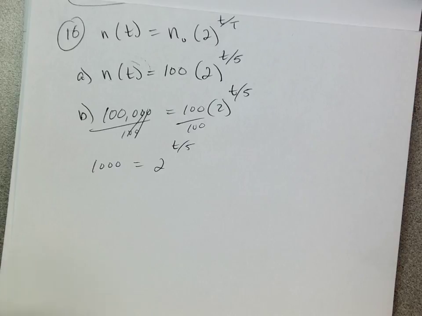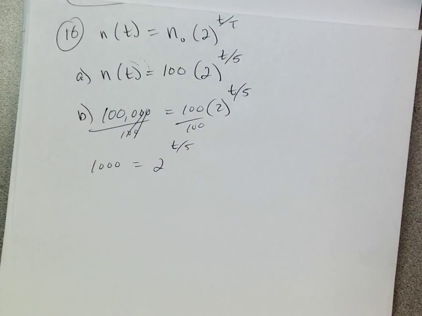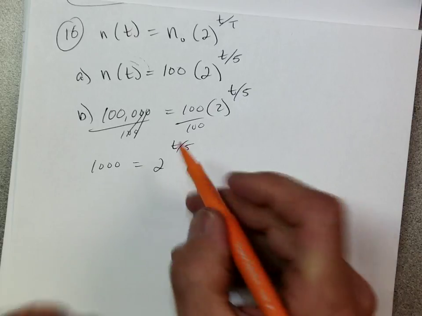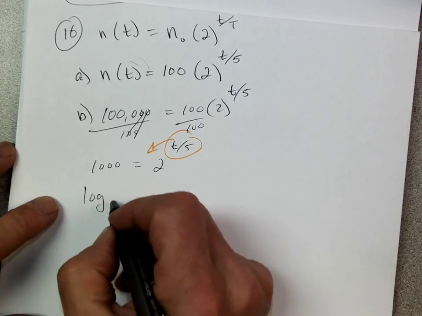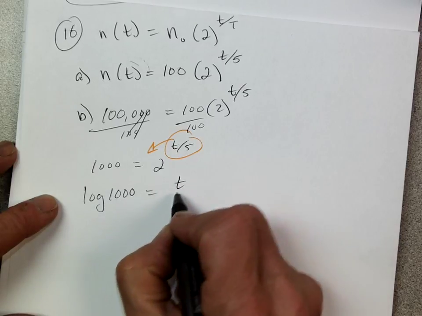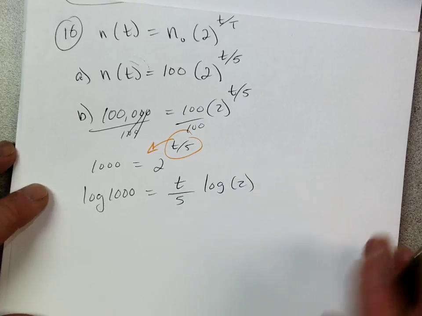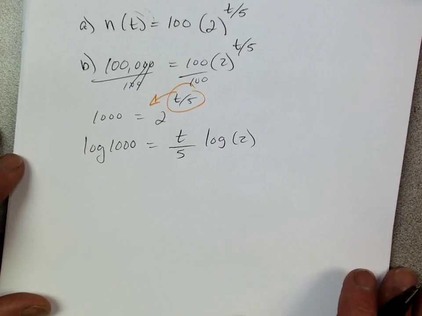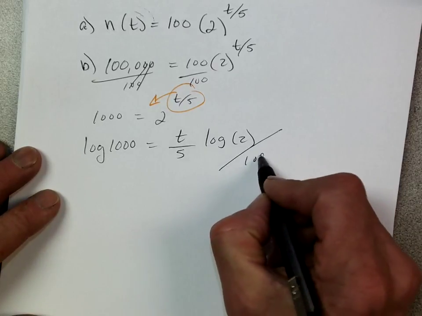Oh, that's part of the question. Yeah, it's just part of the question. Great question. So now, well, let's bring it down, okay? How do we bring the exponent down? What are we going to do to get this down? Yeah, just log it, right? So I'll take the log of 1,000, which is going to be 3, by the way, equals t over 5 log of 2, okay? Solve for t, so let's divide by log of 2.